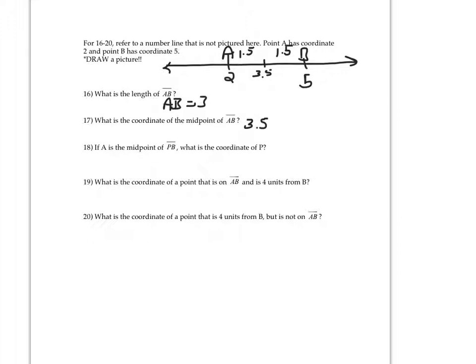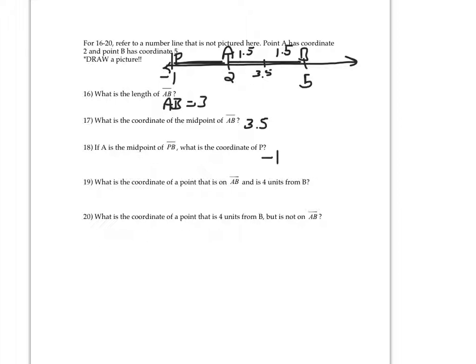So it says if A is the midpoint of line segment PB, what is the coordinate of P? So P would have to go to the left here. If A is the midpoint, so this distance is 3, we have to go 3 units in this direction. The coordinate of P would be -1.